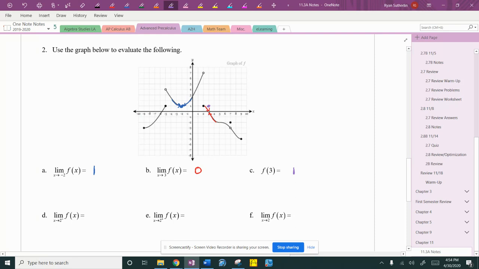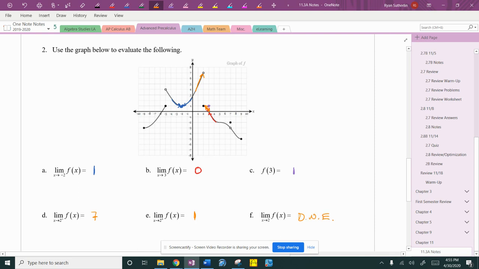Now, the next one, x approaches 2 from the left. So I'm going to look at x approaches 2 from the left. The y value I'm getting closer to is 7. X approaches 2 from the right, so I'm going to go over this area here, 2 to the right. I'm getting closer to 1, which means the limit as x approaches 2 does not exist.